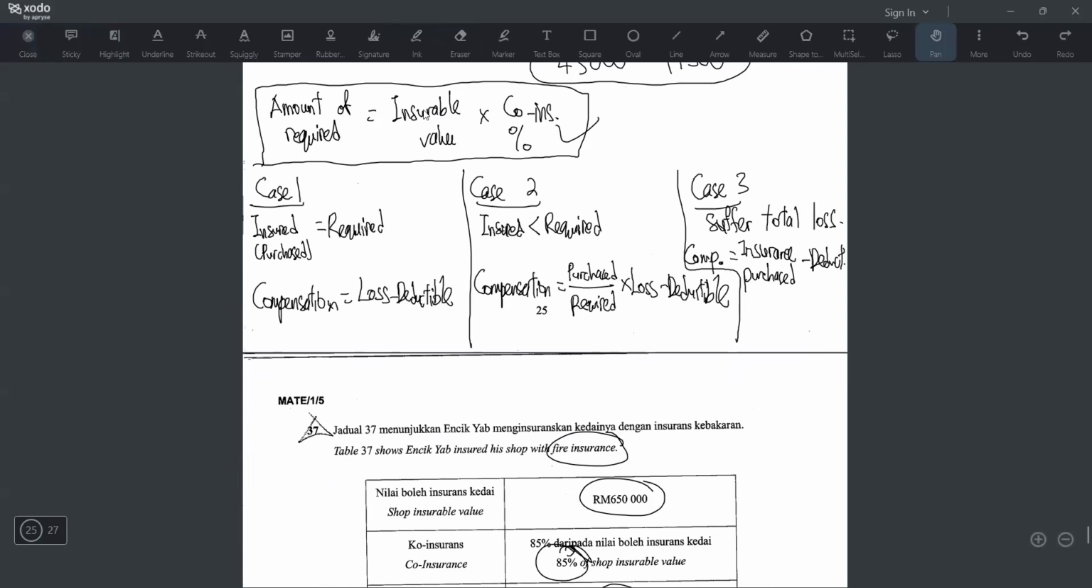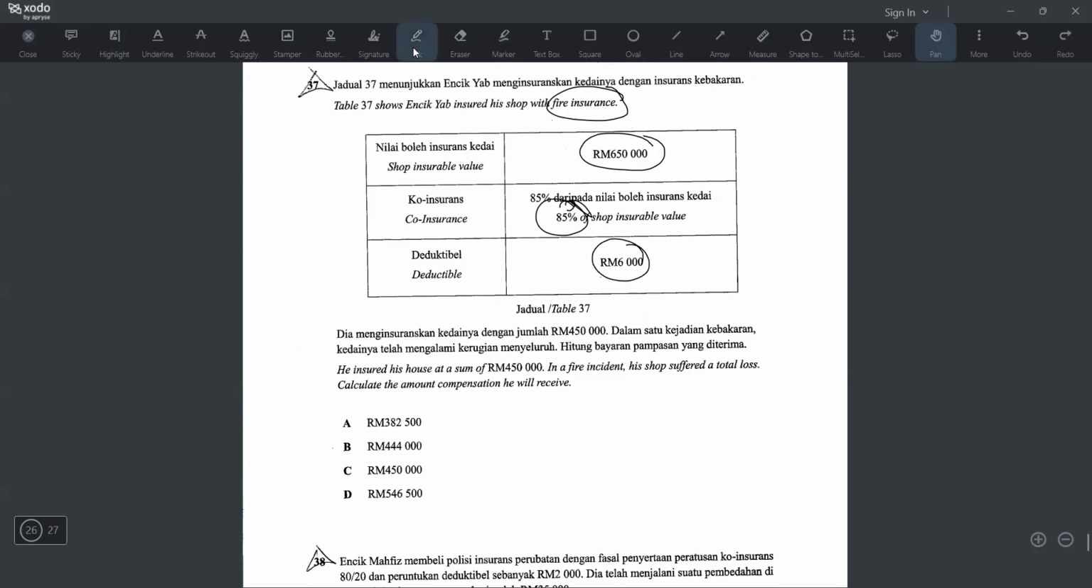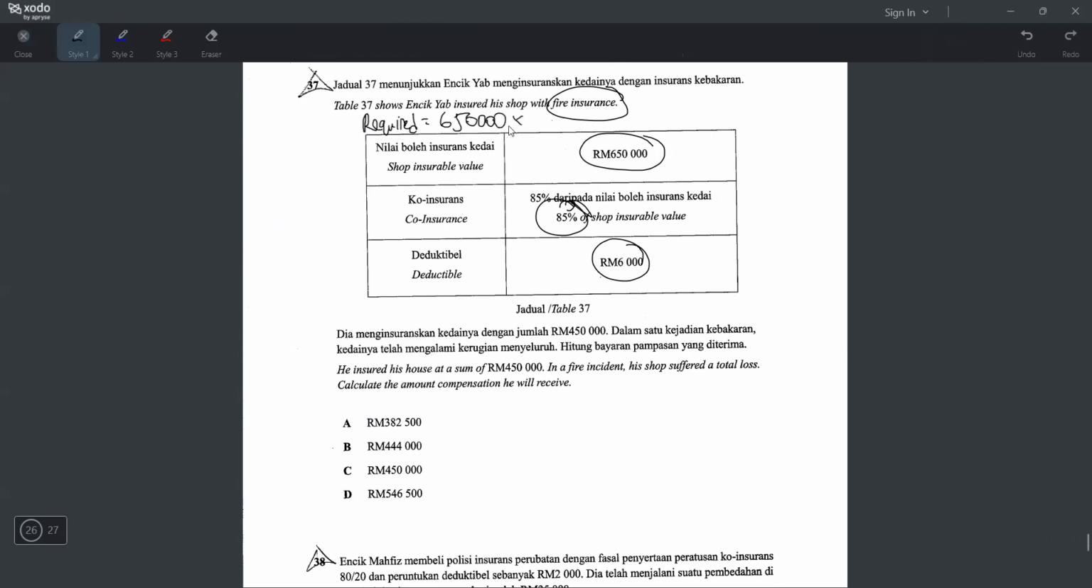Okay, so let's take insurable value times with co-insurance percentage. So what is your required value? It will be 650,000 times with 0.85. Okay, so let's press what you get. My calculator give me 552,500. But this is the amount of required insurance. It means the required value you have to buy at this value.